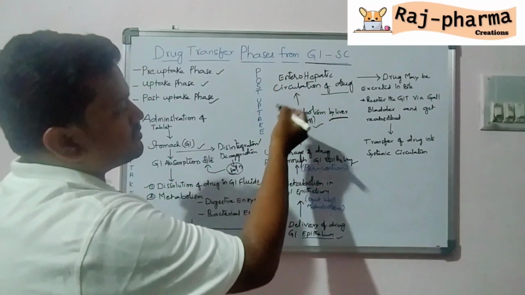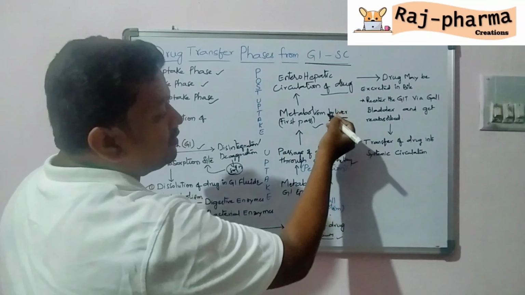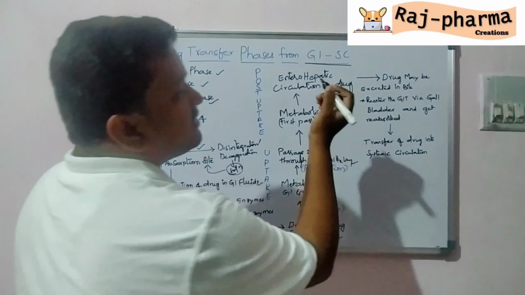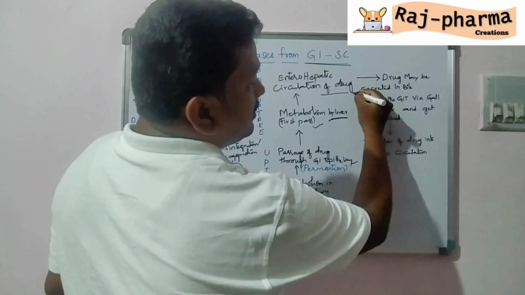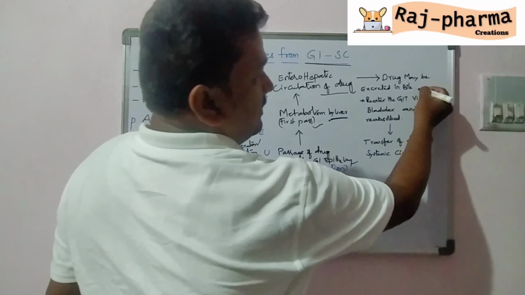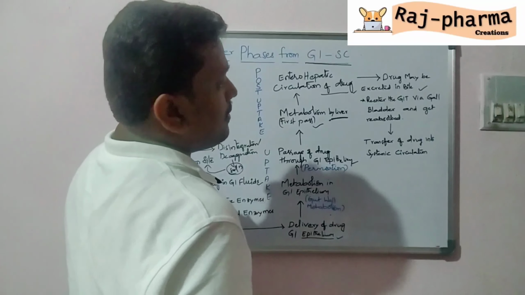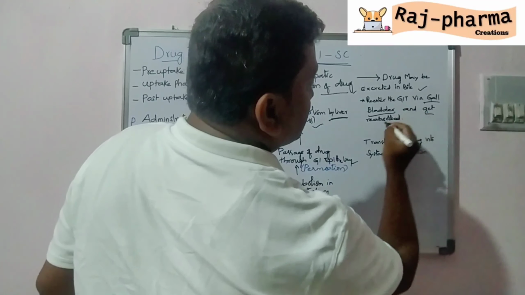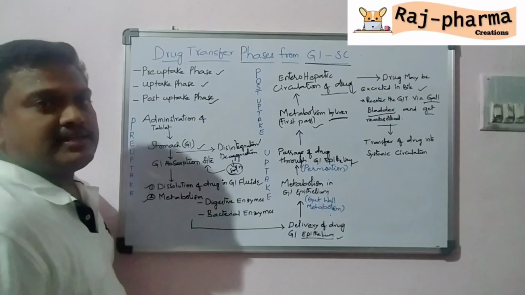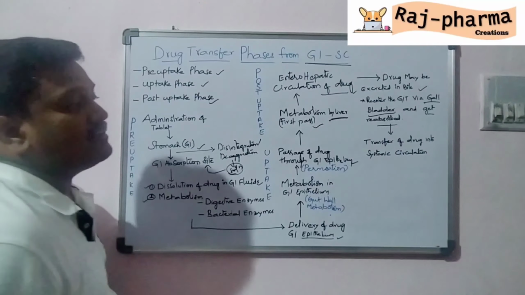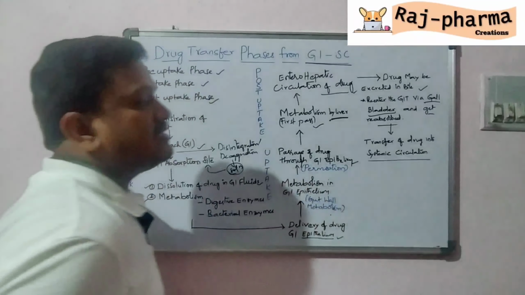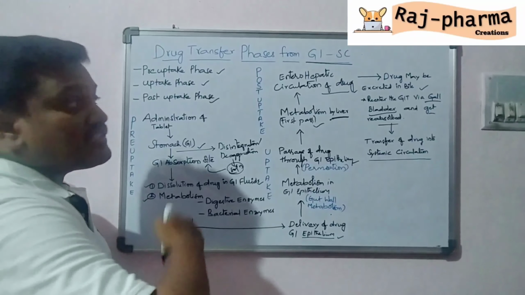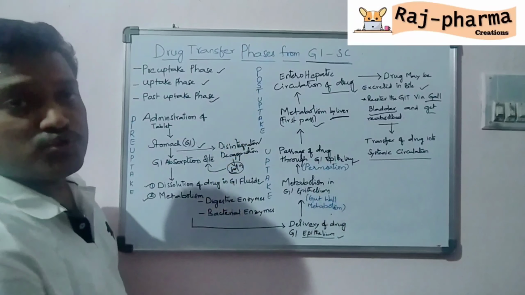After metabolism of the drug by the liver and enterohepatic circulation, the drug will be excreted through the bile, re-enters through the gallbladder and gets reabsorbed, and finally the drug enters the systemic circulation. These are the steps involved in transferring the drug from GI fluids to systemic circulation.